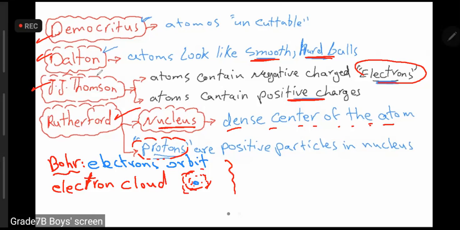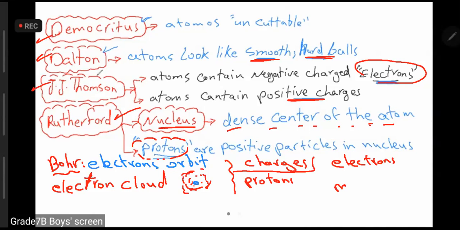the charges in the atom, like protons, electrons, and Chadwick discovered another particle in the atom that he named neutrons. Who can tell me the charges of these particles, please?